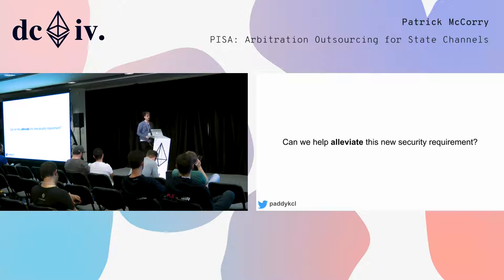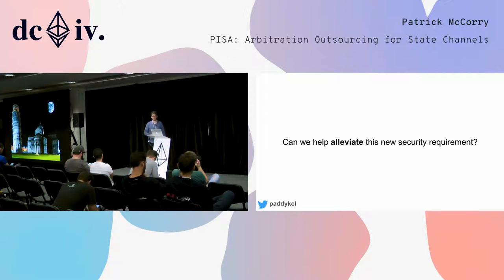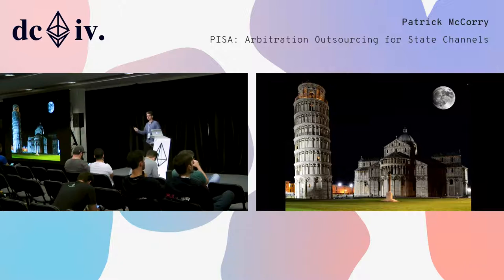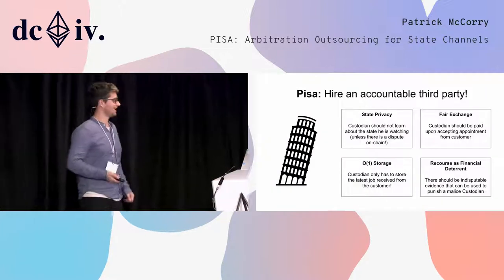So really the question is, can we help alleviate this new security requirement a bit? I mean, we can't get rid of it, but we can alleviate it. So this is where PISA comes in. And I know the PISA is like a leaning tower, and it's leaning the wrong direction, but it's going to go to the moon. You know, that's the joke I'm trying to make with it anyway. That's why it's a leaning tower.